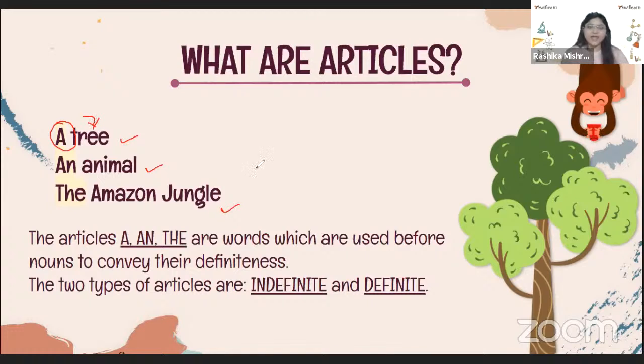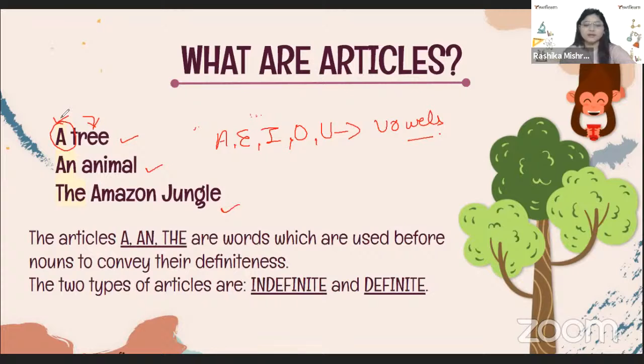Because the first letter of this word is a consonant. Do you know about consonants and vowels? A, E, I, O, U are vowels, and the rest of the alphabets are consonants. The word tree has its first letter as a consonant, which is why we have used a as an article here. Am I right? Is it clear to you now? Please let me know if the concept is clear to you.